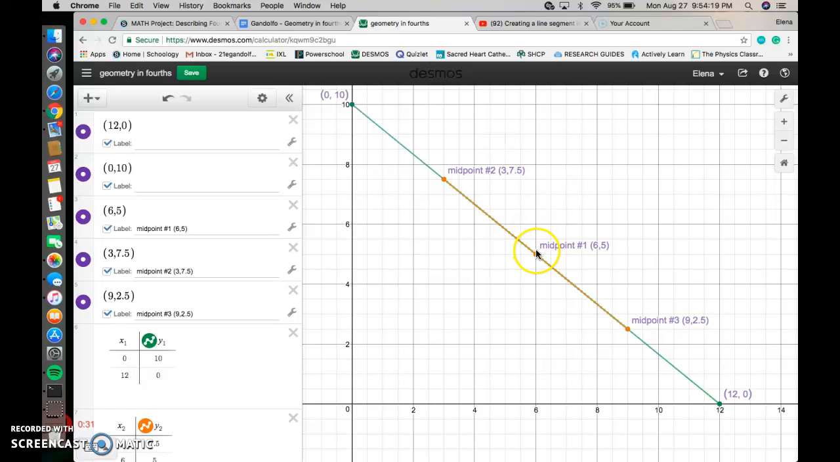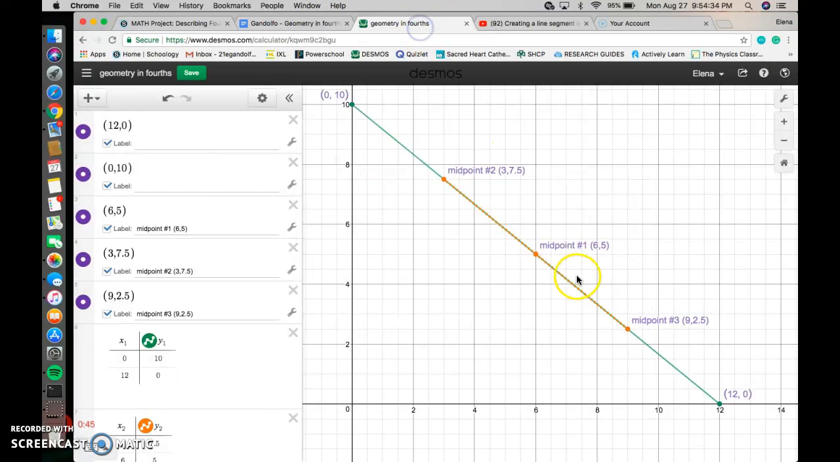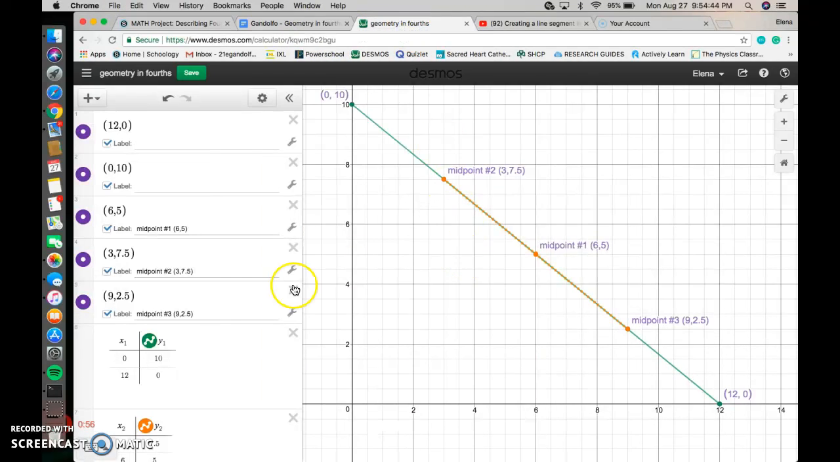And then I found the midpoint of 6 comma 5 and 0 comma 10 to start the fourths of the line segment, and that was 3 comma 7.5. And then I found my last part of my line by finding the midpoint of 6 comma 5 and 12 comma 0, and that was 9 comma 2.5.